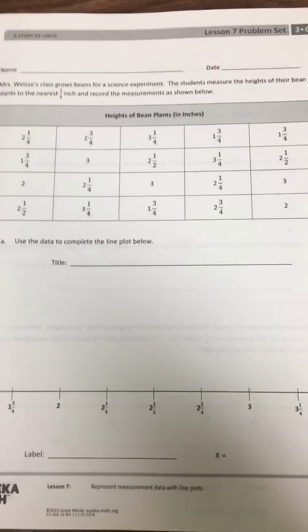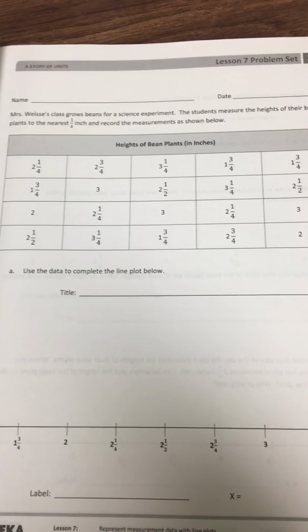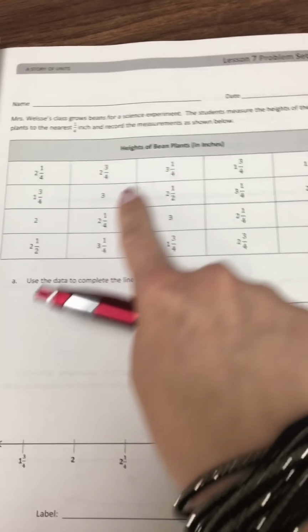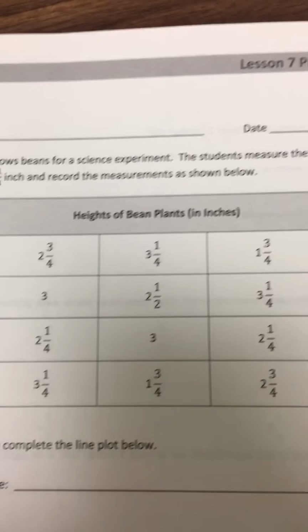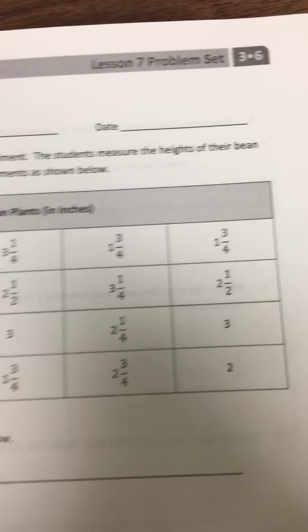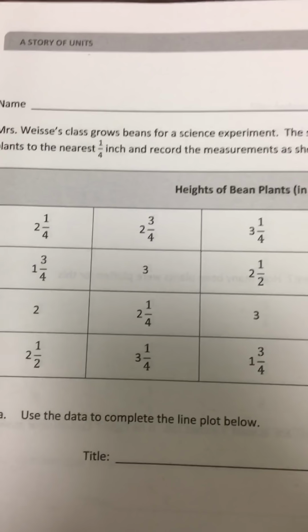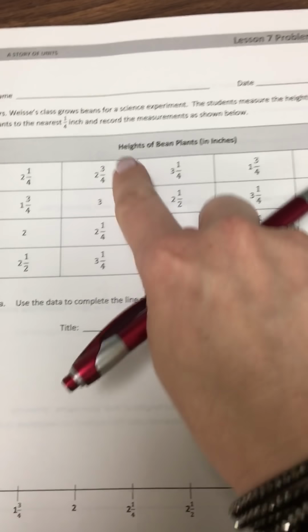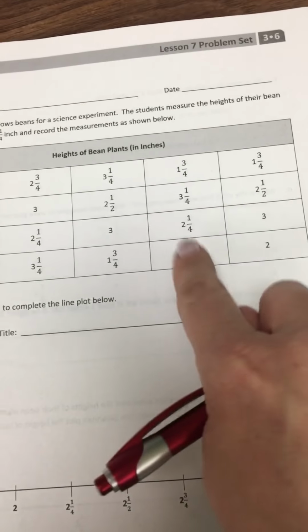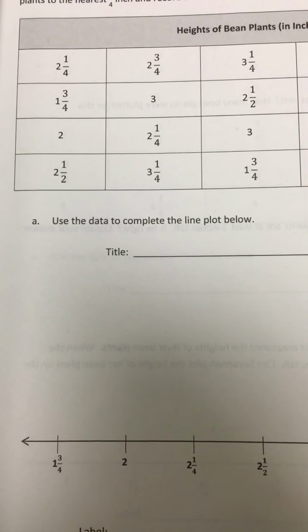The only difference between this one and the other line plot ones is that this time, instead of just reading the line plot, you are actually going to create the line plot based on this information right here on the chart. So it says, Mrs. Weiss's class grows beans for a science experiment. The students measured the heights of their bean plants to the nearest 1/4 inch, that's also called a 1/4 inch, and record the measurements as shown below. So here's all the kids in the class, apparently, and how tall each one of their plants was. It says, A, use the data to complete the line plot below.